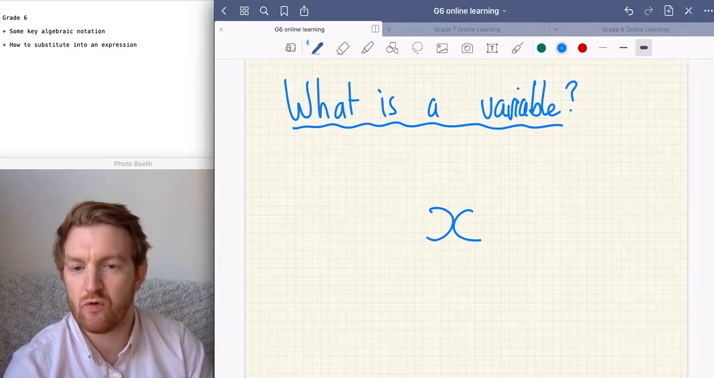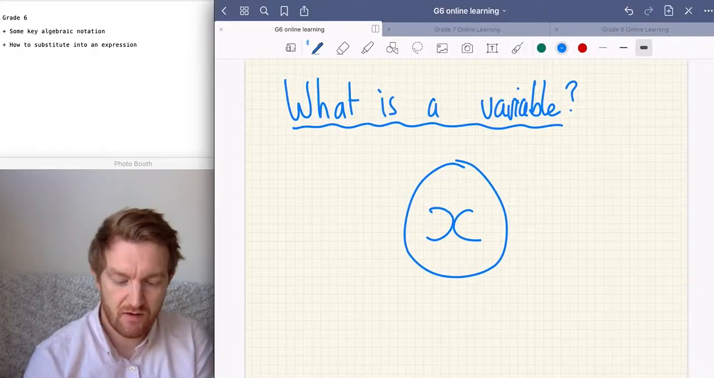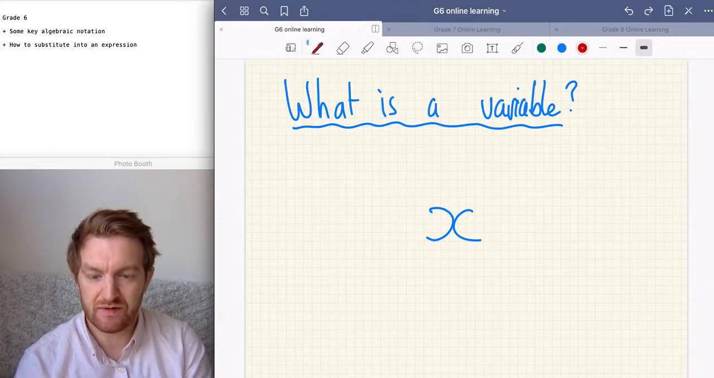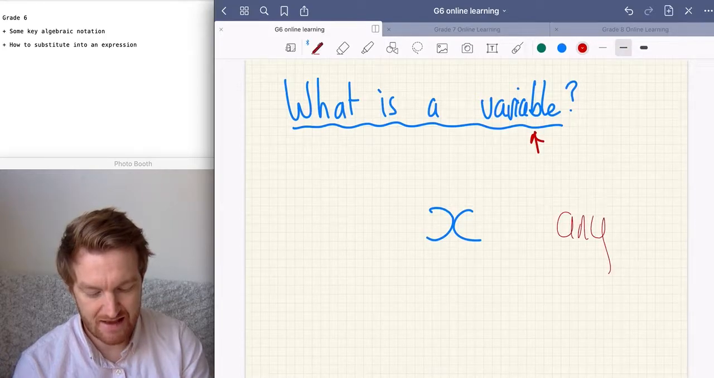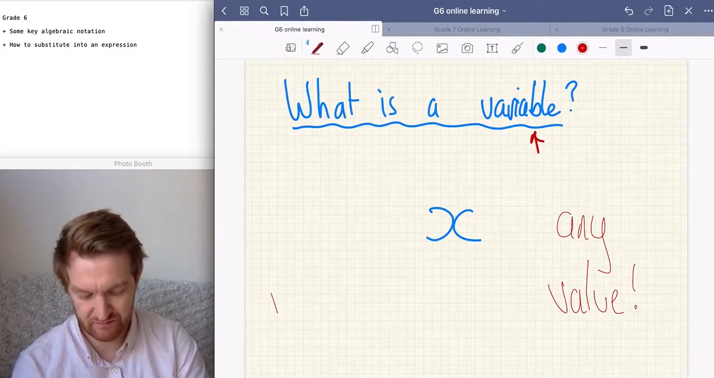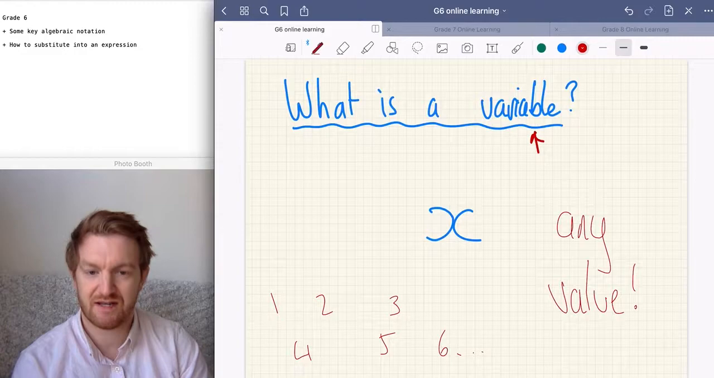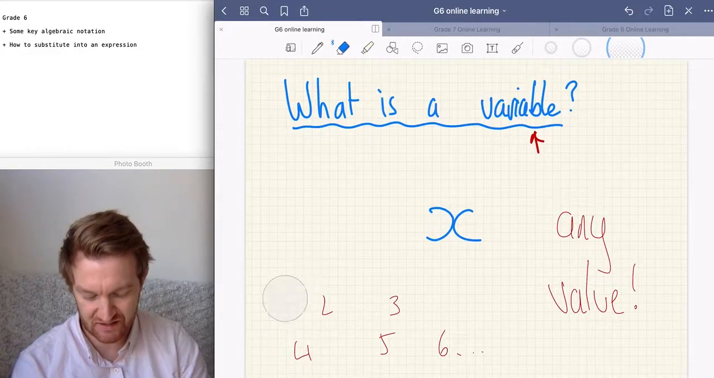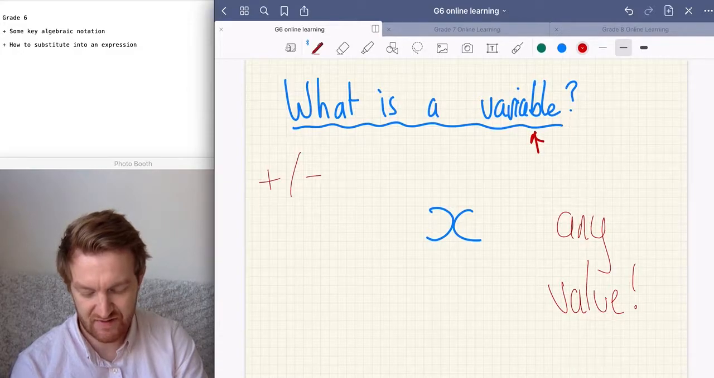Let's think a little bit more about this. What is a variable? Here I've got this x. What you need to know about a variable is it varies, it can change. Basically, this can be any value. So this can be any number. It can be 1, 2, 3, 4, 5, 6, so on and so on. It can be any number you could imagine. It can be a decimal. It can be positive. It can be negative. It can be a whole number.